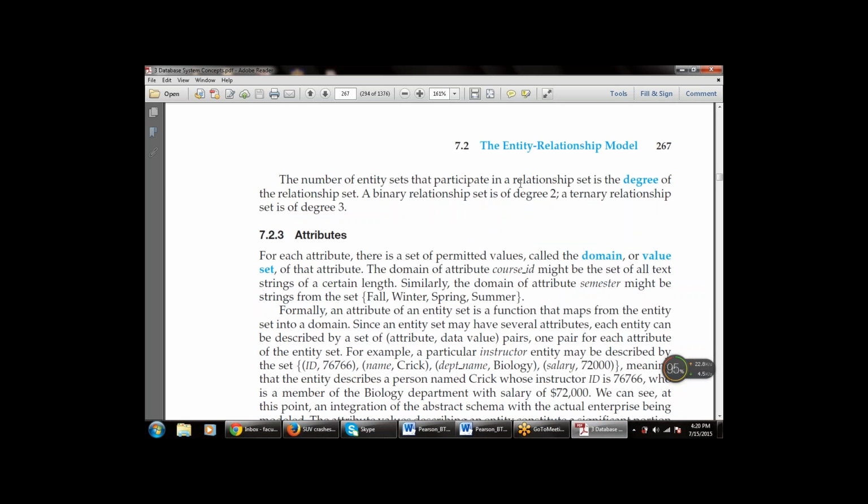The domain of the attribute course ID might be the set of all text strings of a certain length. Similarly, the domain of the attribute semester might be strings from a set. These are the various semesters that are the domain of the attribute semester: fall, winter, spring, summer. So these are the four semesters covered under the domain. Formally, an attribute of an entity set is a function that maps from the entity set into the domain.